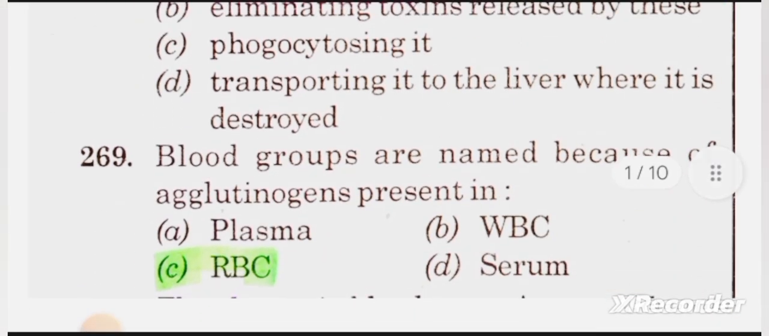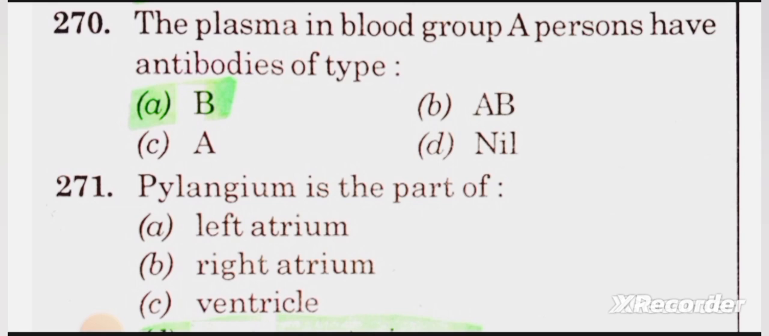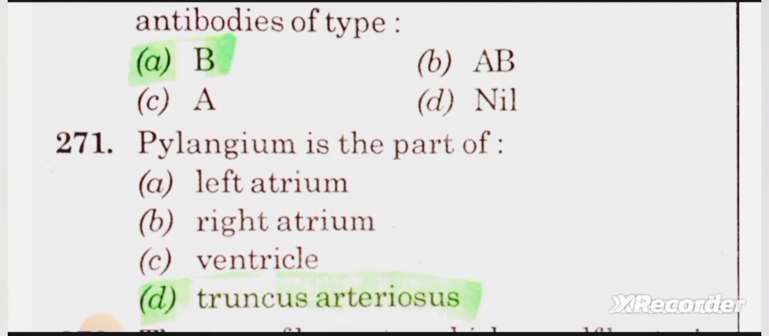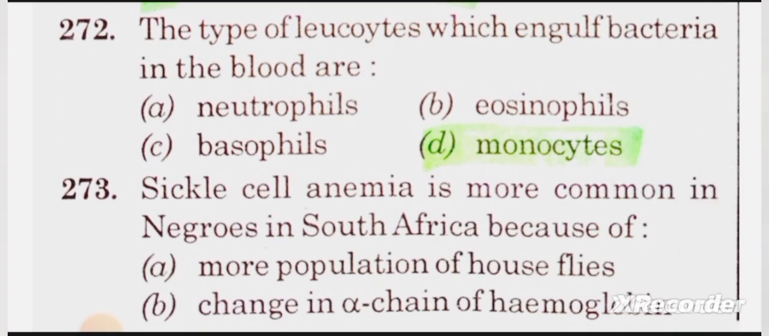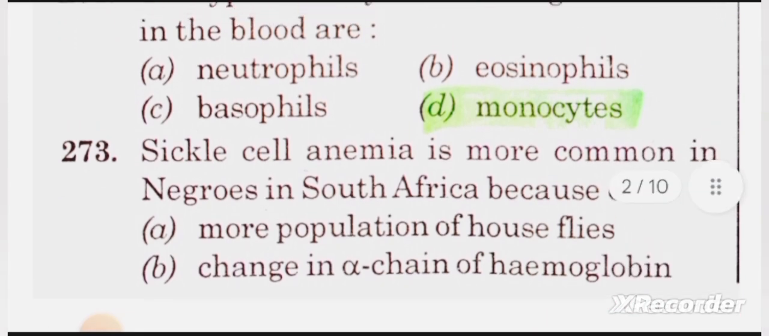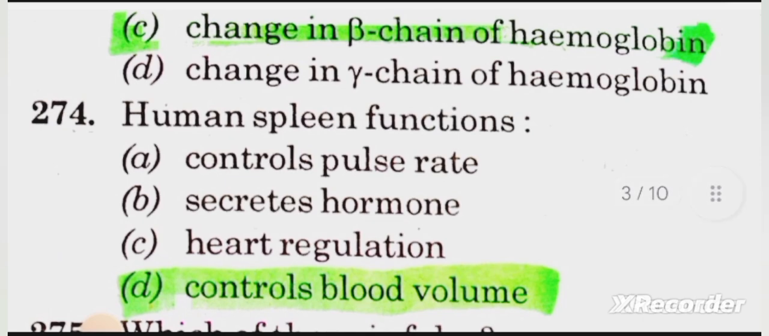Next, 269. Blood groups are named because of agglutinogens present in answer C, RBC. Next, 270. The plasma in blood group A person have antibodies of type answer A, B type. Next, 271. Phalangium is the part of answer D, truncus arteriosus. Next, 272. The type of leukocytes which engulf bacteria in the blood are answer D, monocytes. 273. Sickle cell anemia is more common in Negroes in South Africa because of answer C, change in beta chain of hemoglobin.